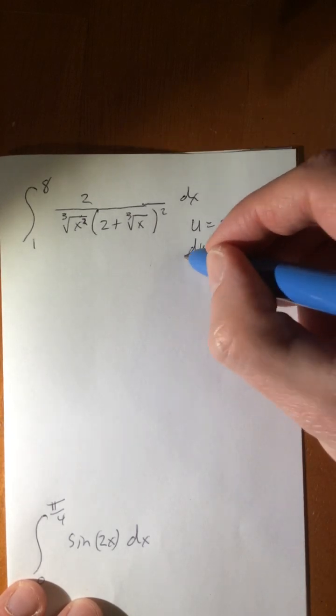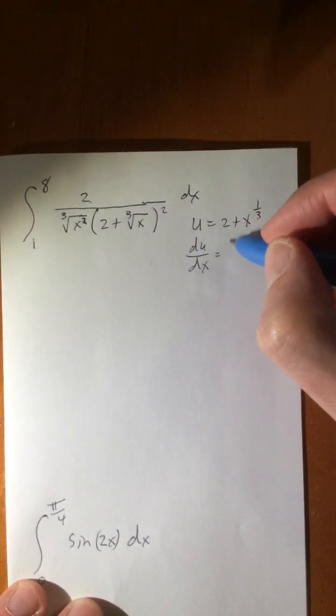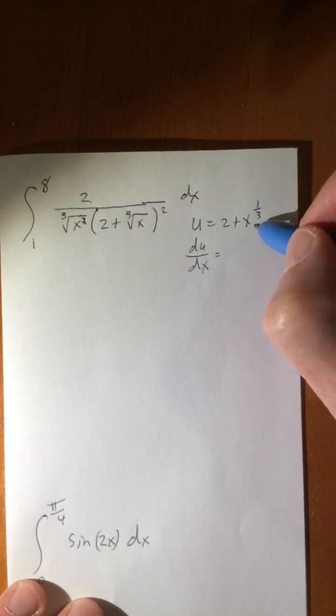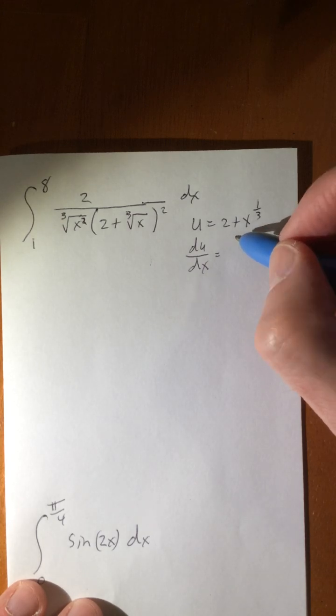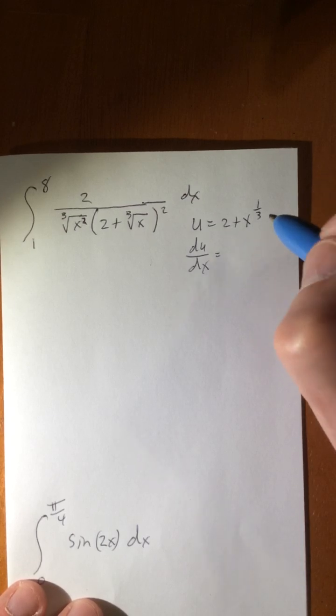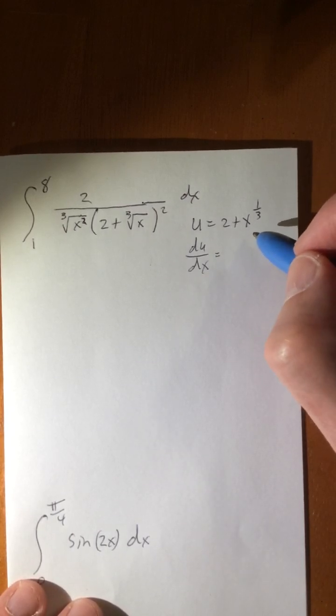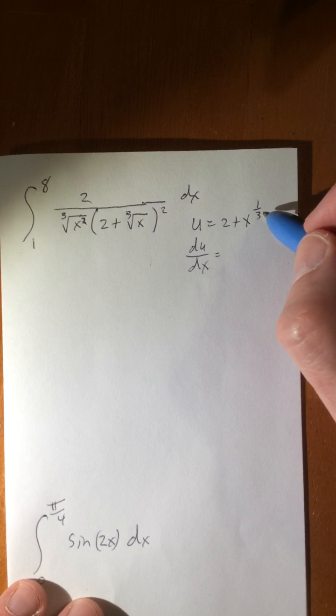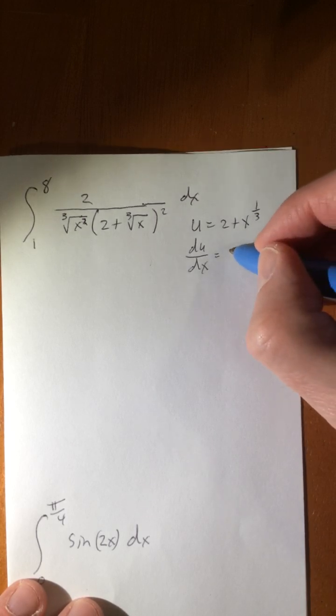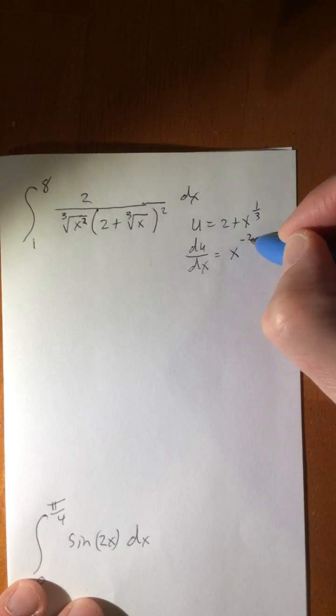And du dx equals derivative of 2, of course, is 0. So then we're going to have, yeah, we're going to be okay. Yeah, we're going to be fine. Yes, we're good. Okay, so we're going to subtract 1 from 1/3, and we're going to get negative 2/3. So we have x to the negative 2/3.